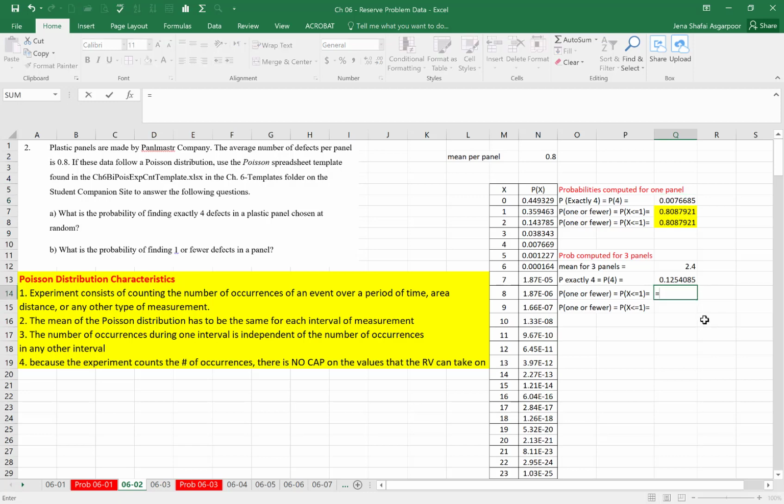We can also compute Poisson dist for 1. Mean is 2.4, and I can say true now, or I can put 1 for cumulative, and now you can see that the probability of having 1 or fewer defects in 3 panels is almost 31%. Okay, I hope you found this helpful.